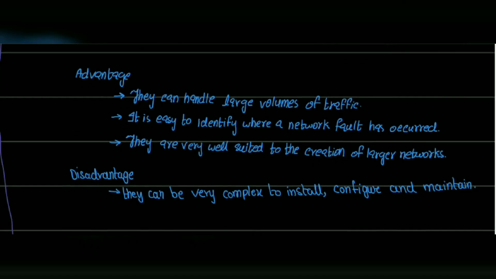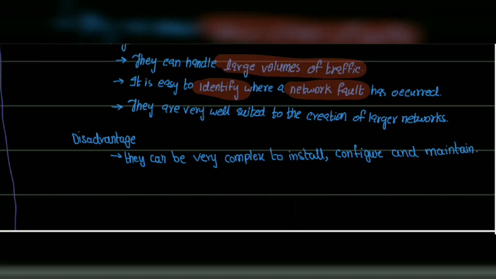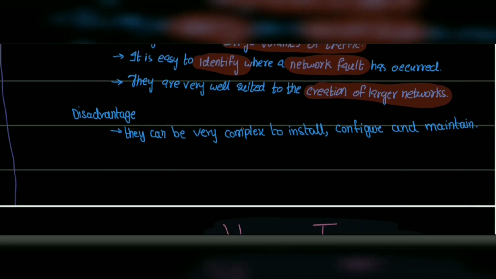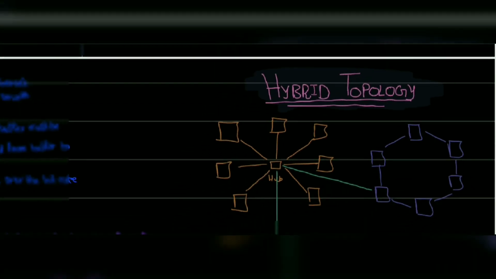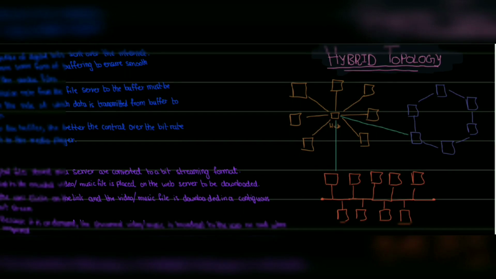What are the advantages? They can handle a large volume of traffic. It is easy to identify where a network fault has occurred, like in mesh topology. They are very well suited to the creation of a larger network. Disadvantage: they can be very complex to install, configure and maintain. So this is an example of hybrid topology. This is star topology, ring and bus topology.